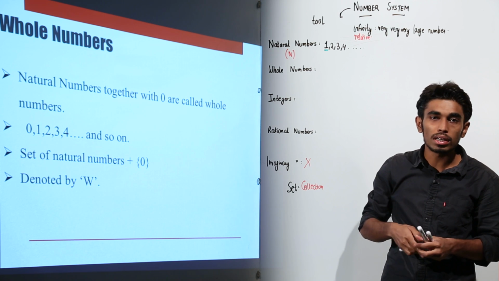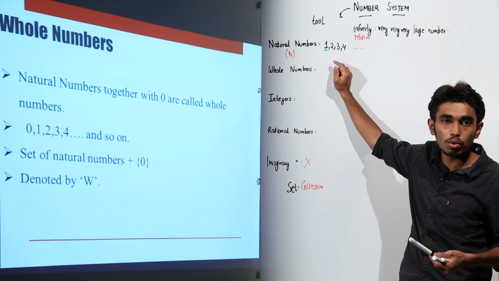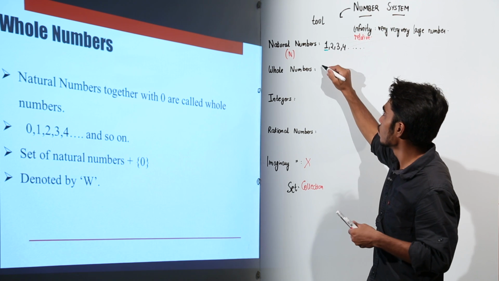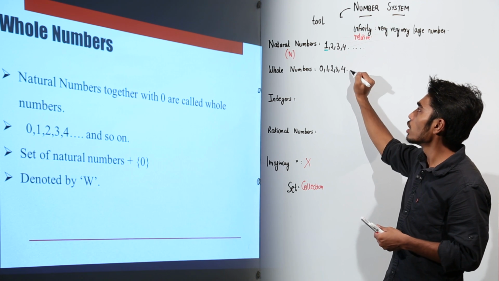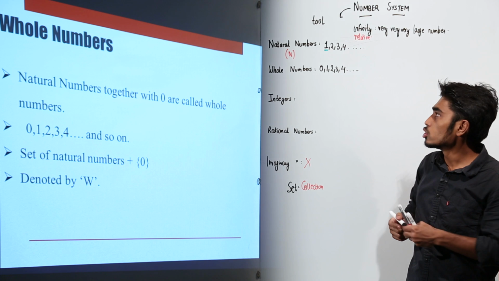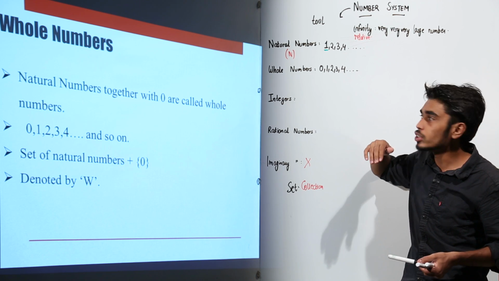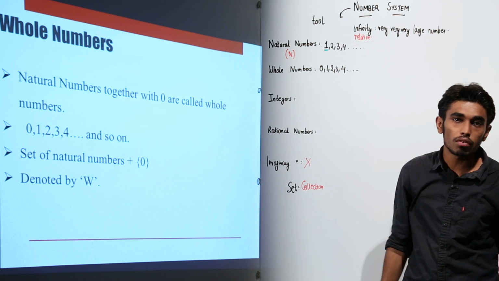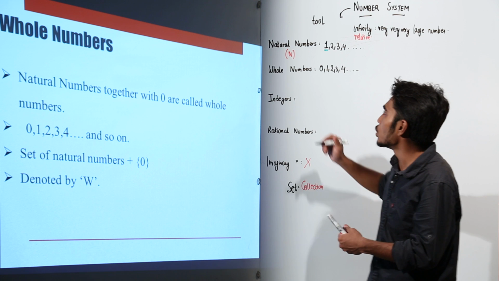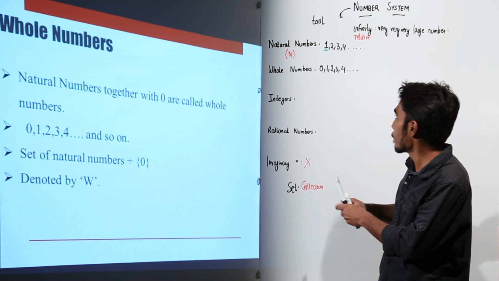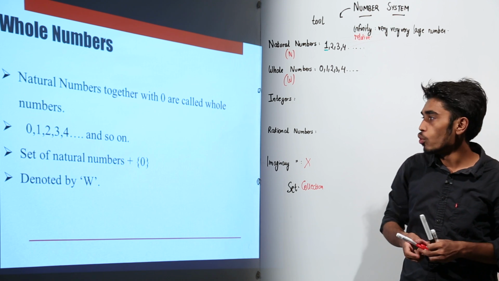So what I simply mean is, if I start writing the numbers and my first number is 0 instead of 1, 0, 1, 2, 3, 4 up till infinity, right? If I start writing my numbers from 0 instead of 1, then the collection of numbers that I am going to get is called whole numbers. Whole numbers are denoted by W. W stands for whole number, right?